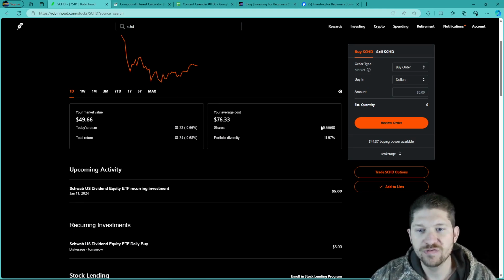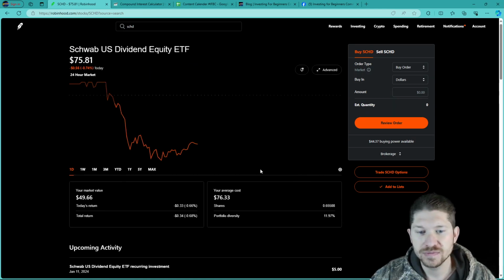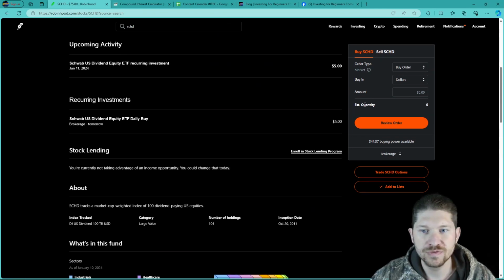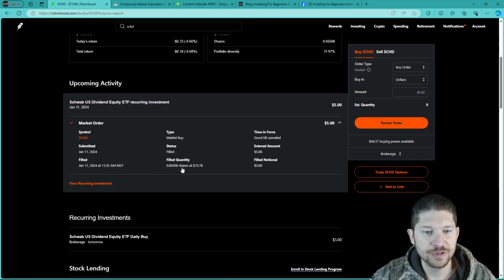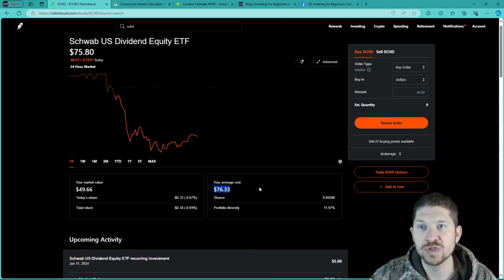We'll have officially 1 full share, because right now we're at 0.65, and it looks like the payment went through. So let's look at that real quick. What did we get in on? We got approved at, does it still say pending? Oh no, it was filled. So it was filled for $75.78, which brings our share cost down to $76.33. Now, if you just rewind the video just a little bit, you'll see that this share price was slightly higher. So now we have a value of $49.66, and we're only down 34 cents.